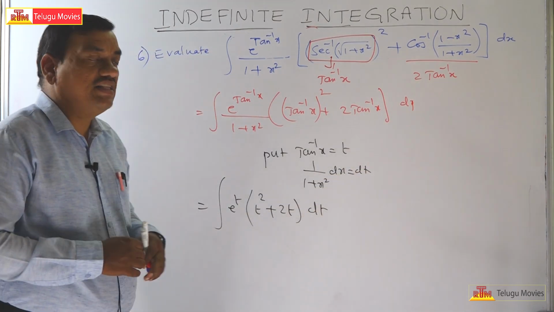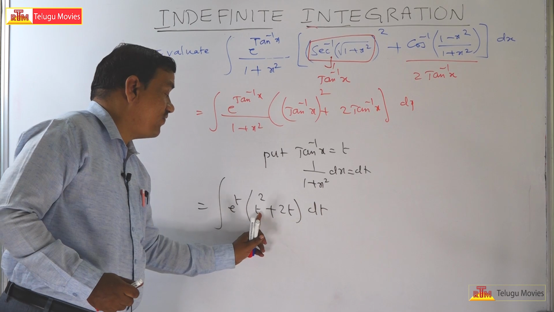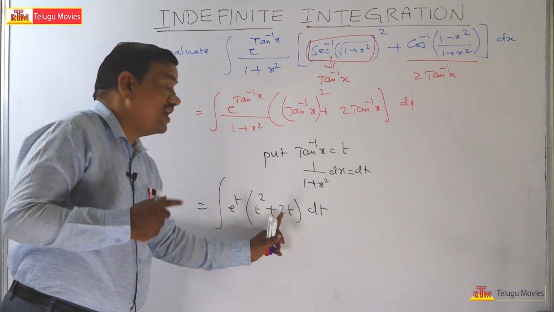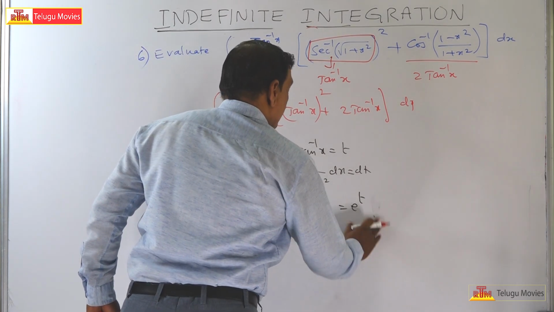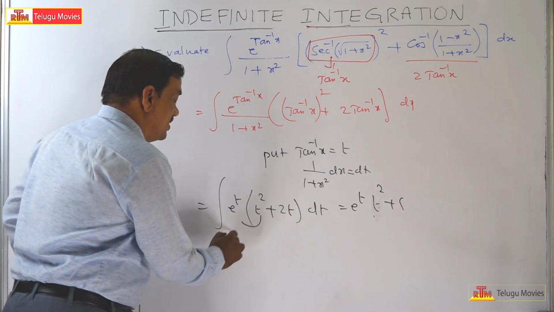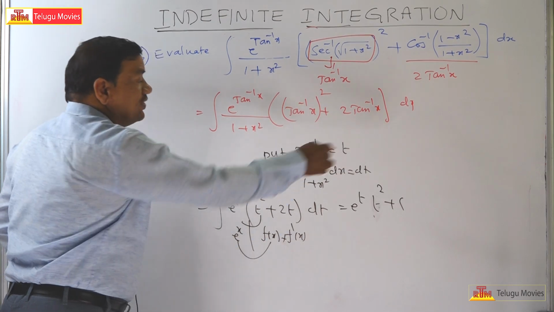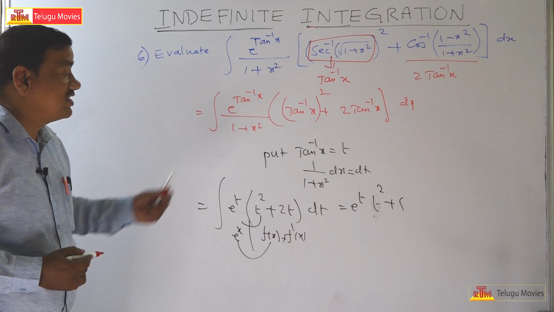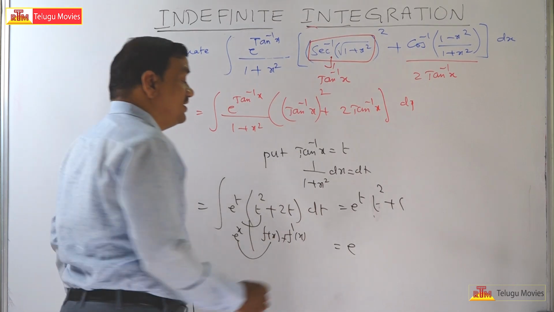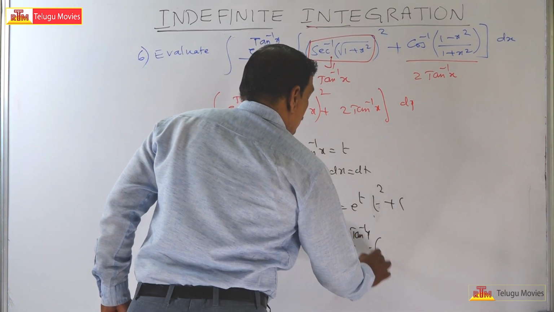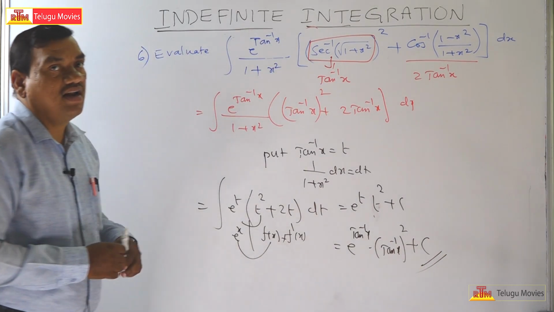So by seeing this, are you getting any formula? Yes. e power x into f of x plus f dash of x. t square, derivative 2t. Therefore, this is nothing but e power t into t square plus its derivative. So this is e power x, this is f of x, this is f dash of x. Here f of x means t square. The problem is over. So this is equal to e power t, which means e power tan inverse of x, into tan inverse of x whole square plus c. So this will be your final answer.